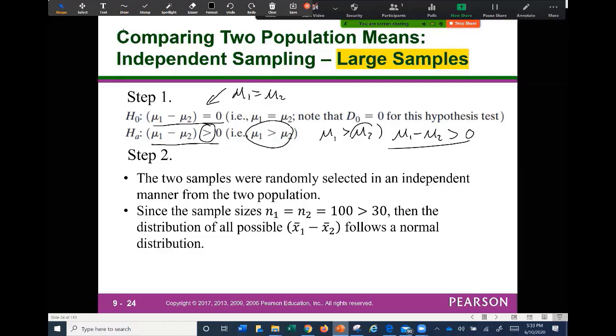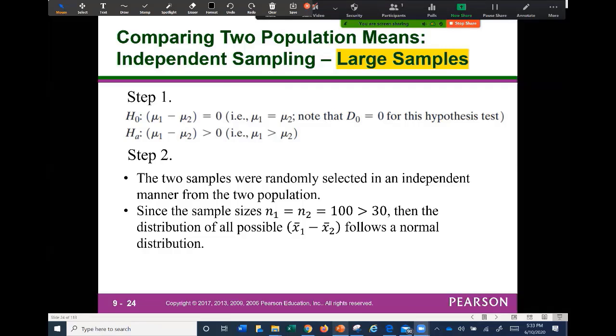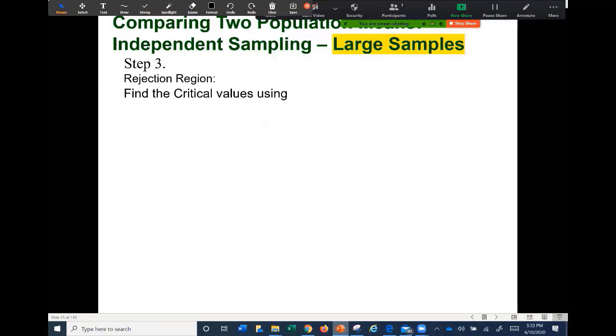These two conditions are very important to use normal distribution. Let's go to step number 3. Let's construct our rejection region. How much information do we need to construct my rejection region? First of all, we need alpha, and alpha was given, was 5%.